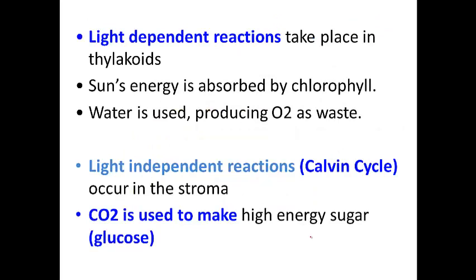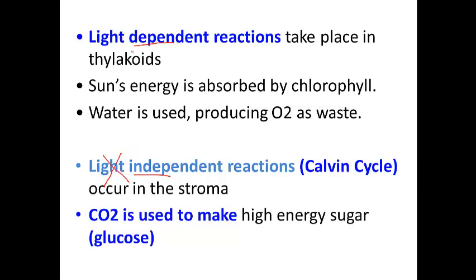There's two main parts of photosynthesis. There's the light-dependent reactions and the light-independent reactions. If it's dependent, it means it needs the light. If it's independent, it means it doesn't need the light. These happen in two different places.